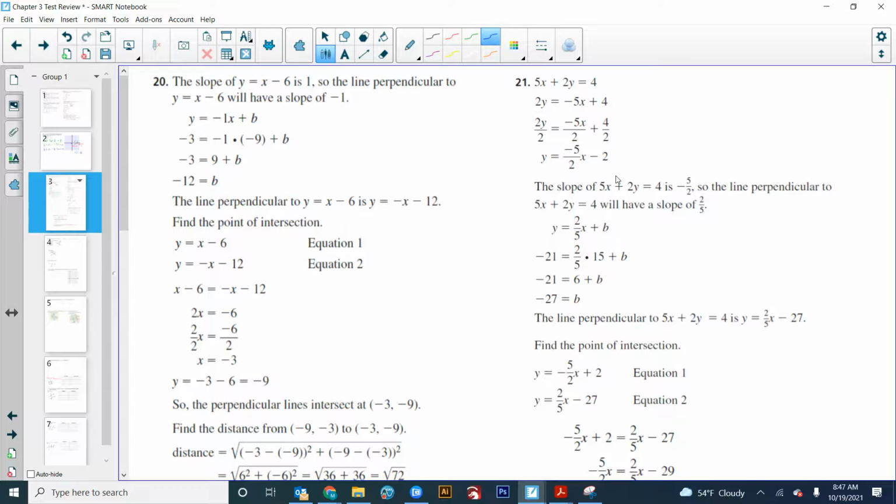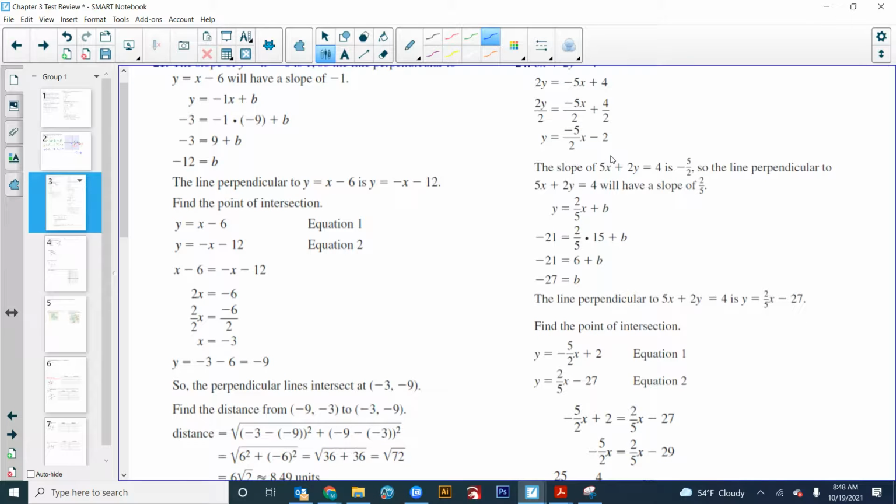I would agree with you. They should not have gotten -2. They should have gotten +2. Because when you subtract 5x, you get 2y equals -5x plus 4, divided by 2. -5 halves x, and then 4/2 is +2. They messed up.